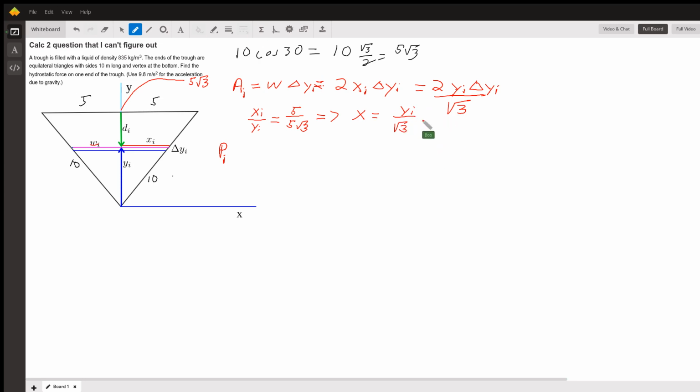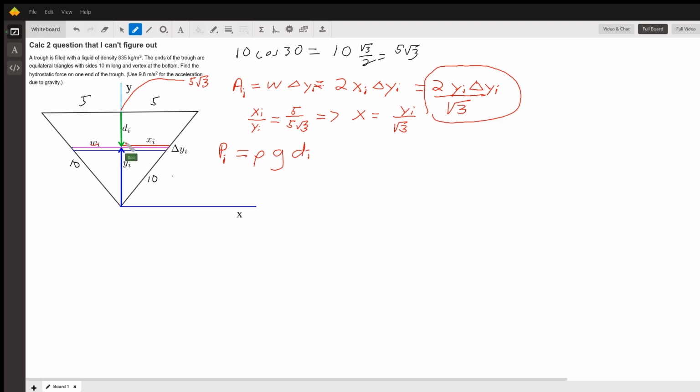Okay, so that is our area. That was actually what we were looking for in terms of area. Now, the pressure at this depth is going to be equal to the density, which for lack of a better term we'll just call rho, times the gravitational force, which is g, times the depth of the ith sliver.